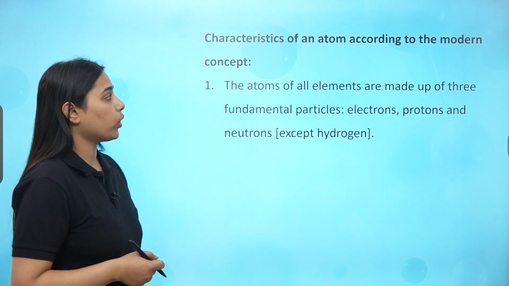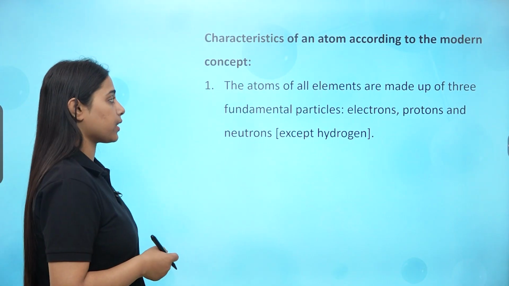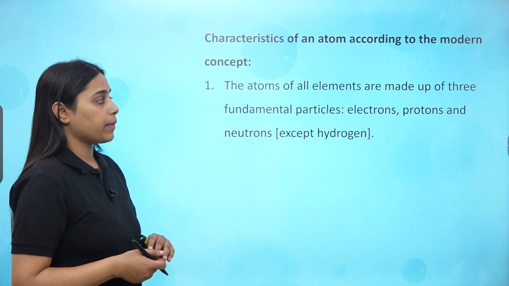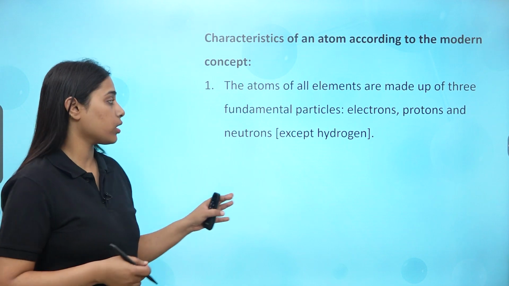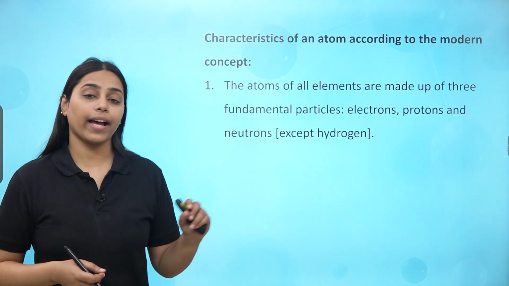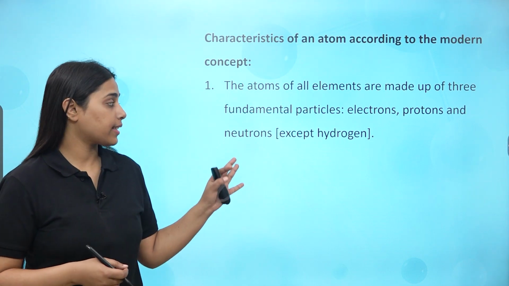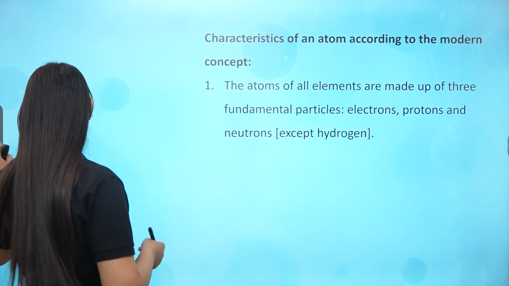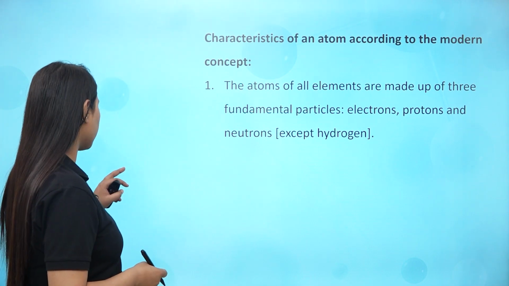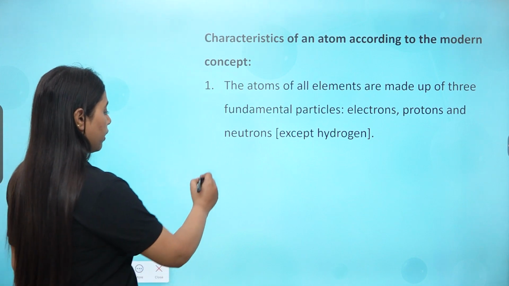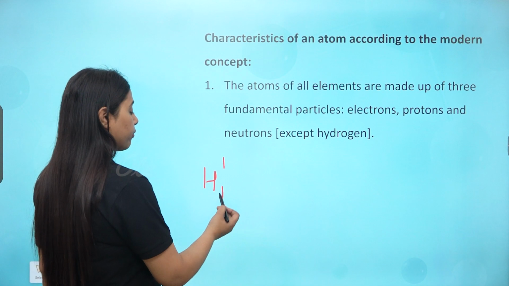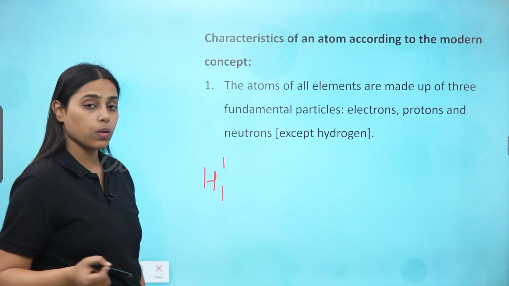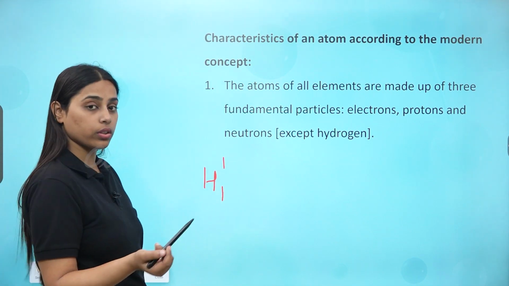Characteristics of an atom according to the modern concept we'll be discussing now. Atoms of all elements are made up of 3 fundamental particles, electrons, protons and neutrons, except hydrogen. Why does hydrogen have this exception? Because it has no neutrons, and we have discussed this in our previous session. Hydrogen is represented by this symbol and it has 1 proton and mass is also 1. It has 1 electron also.